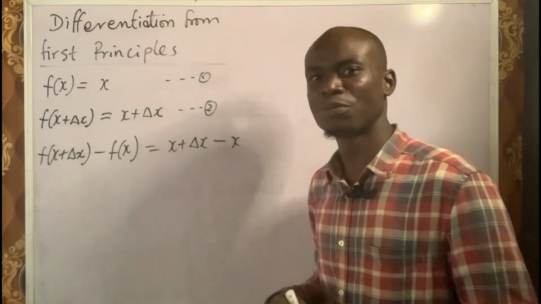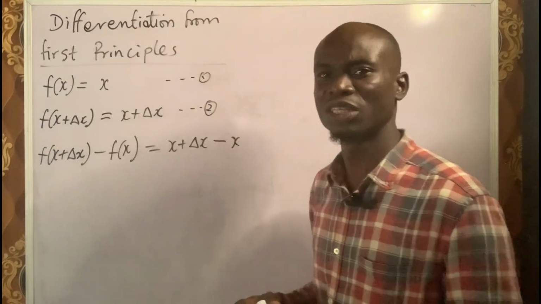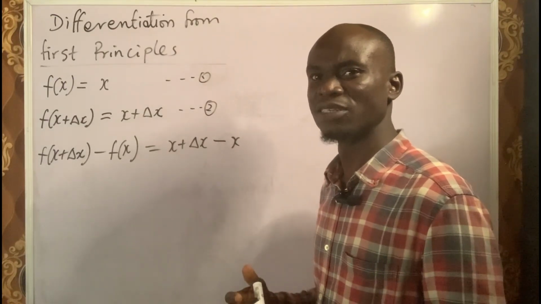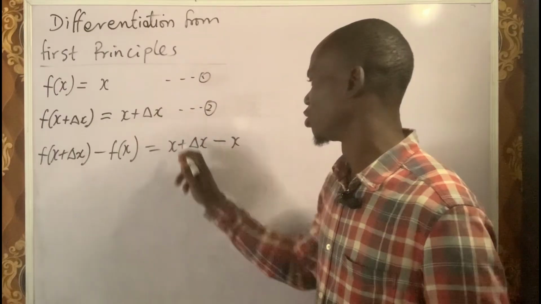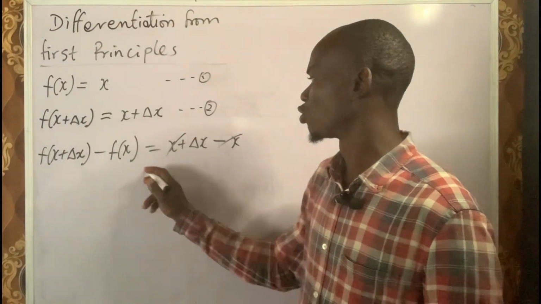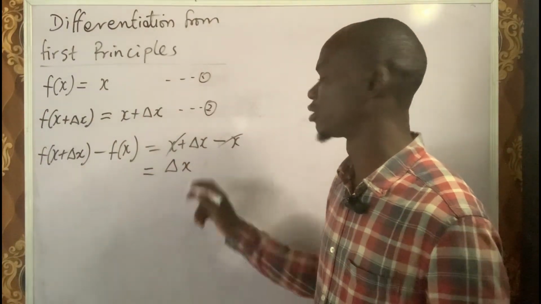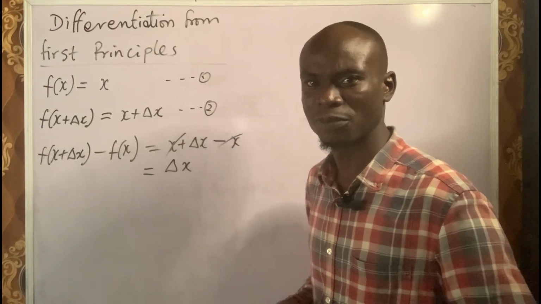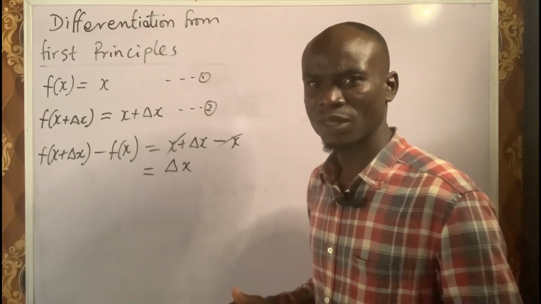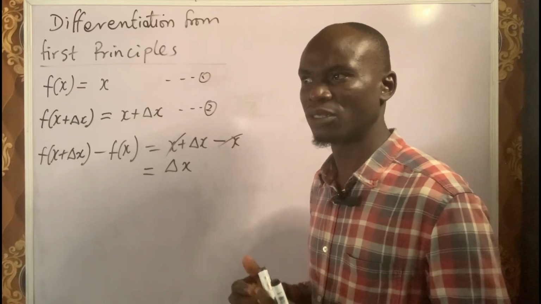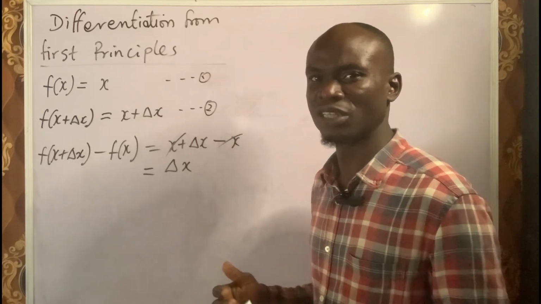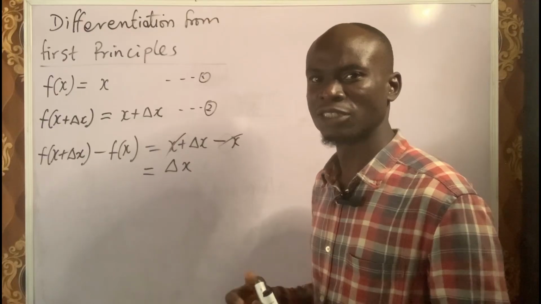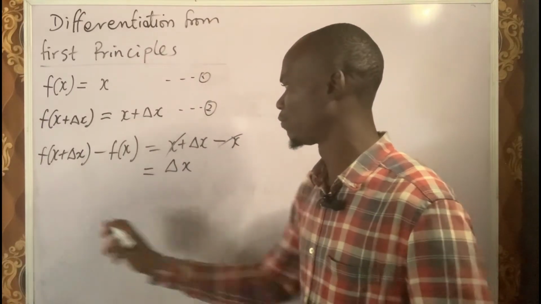I told you at this step, I will simplify until I have a free delta x. If we simplify this, x minus x will cancel out. So x minus x is gone, and what is remaining is delta x, a free delta x standing alone. Do you understand? I told you to simplify until you have a free delta x, and we already have a free delta x in this case. So let's move quickly to the fourth step.